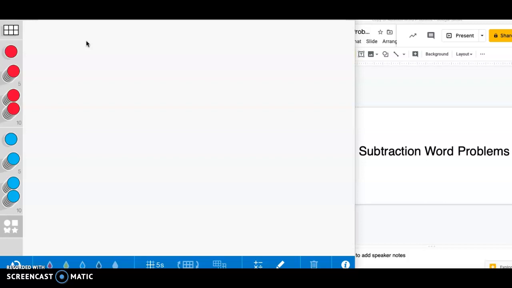So just like yesterday, you are going to need a piece of paper and you can use crayons or a pencil to help solve your problem. So go ahead and get those materials ready and pause the video, and then when you have those materials, you can unpause the video and we will get started.